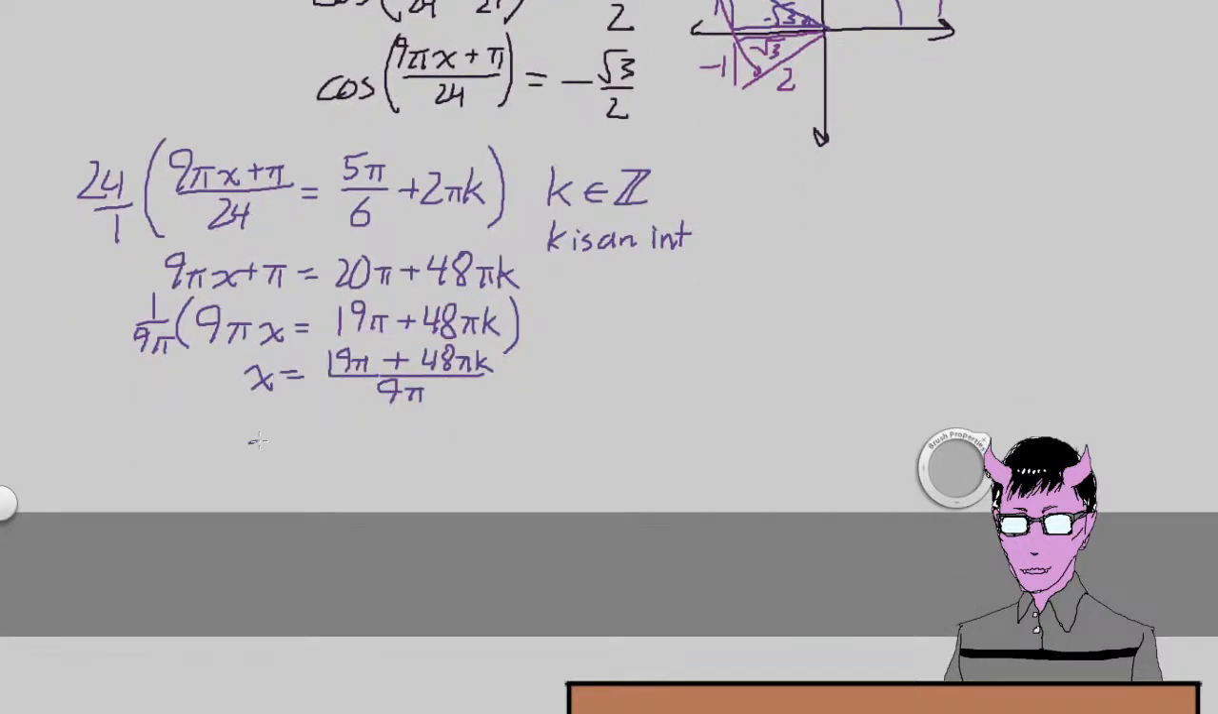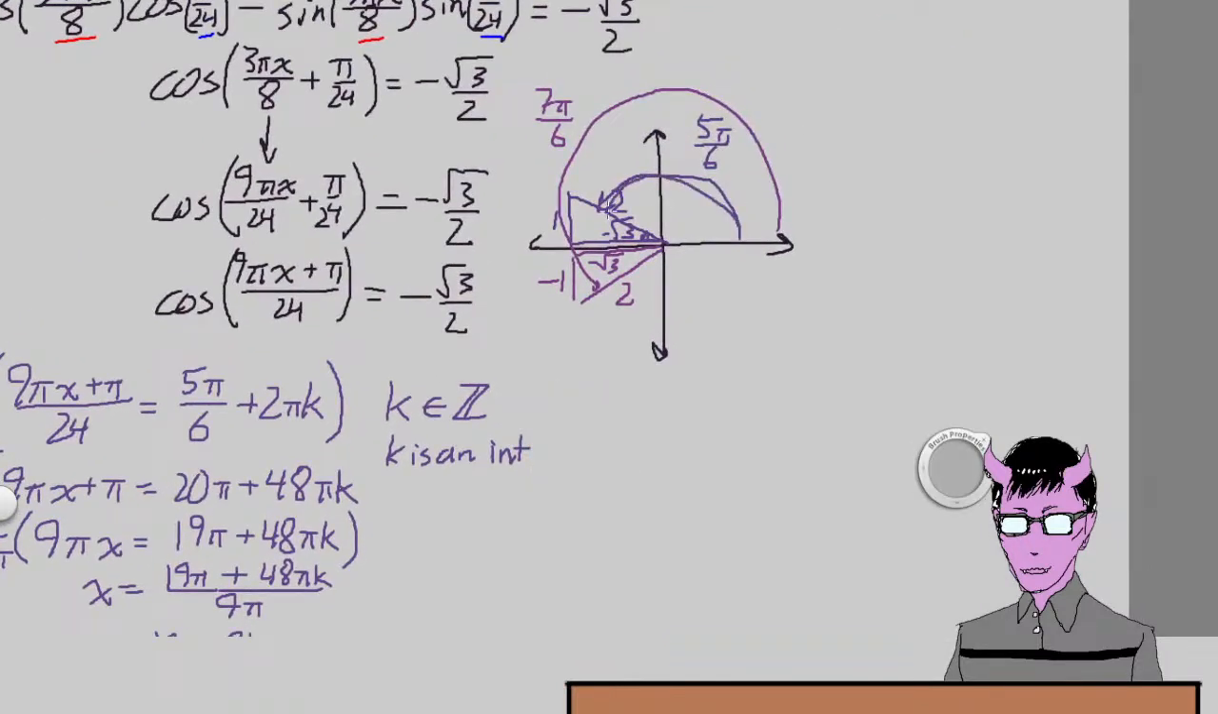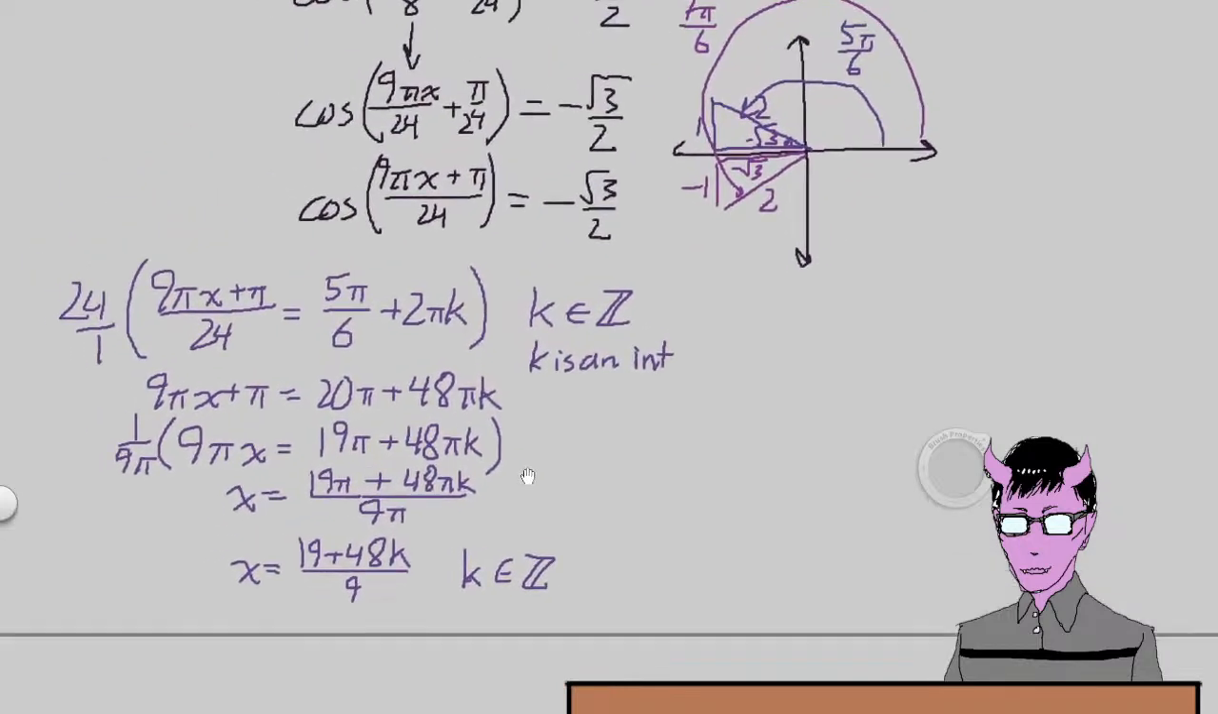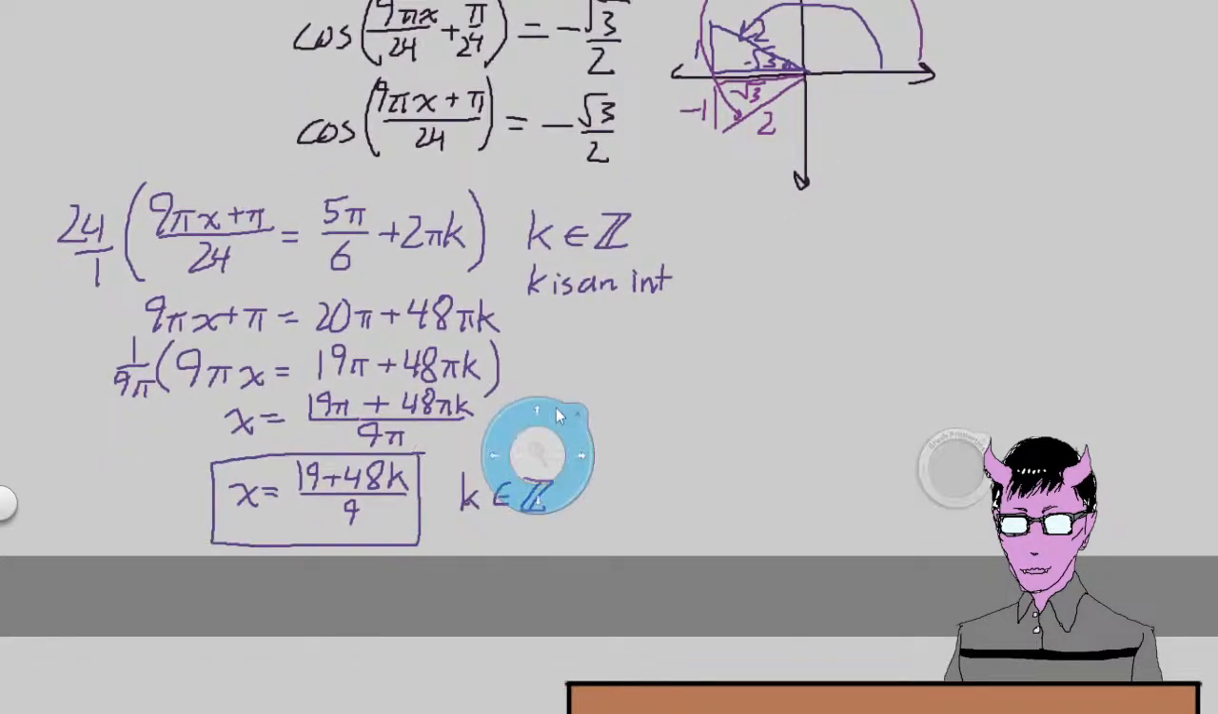Okay, not looking the best, but let's clear the pi from each of those terms. So we have 19 plus 48k all over 9. And that one should be good. That's going to be the first answer for the first scenario. Again, that's the darker purple situation. All the answers that are encapsulating this one are captured right here. Again, k is an element of all integers. Answer number 1.